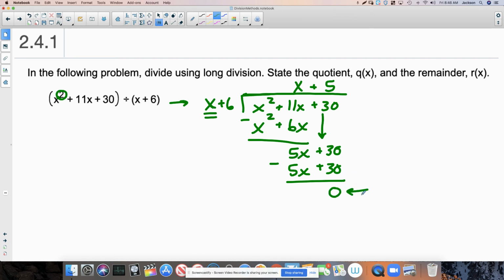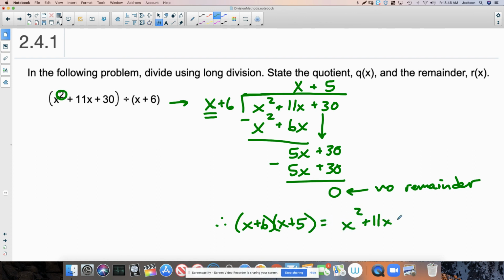And when there's no remainder, you may want to make a note of that. When there's no remainder, that means a few things, right? That tells me that I can multiply x plus 6 times x plus 5. So here's our grand conclusion. x plus 6 times x plus 5 is equal to x squared plus 11x plus 30, right? Why do we do division? So that we can figure out what we multiply this by to get this. So we found out it's x plus 5, and there's no remainder, so it works out perfectly, okay?